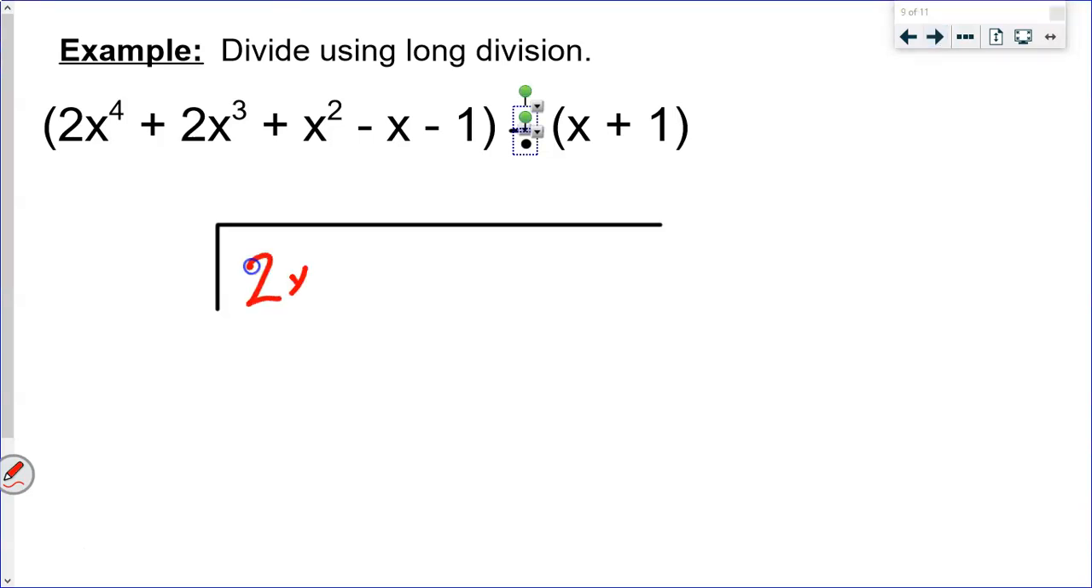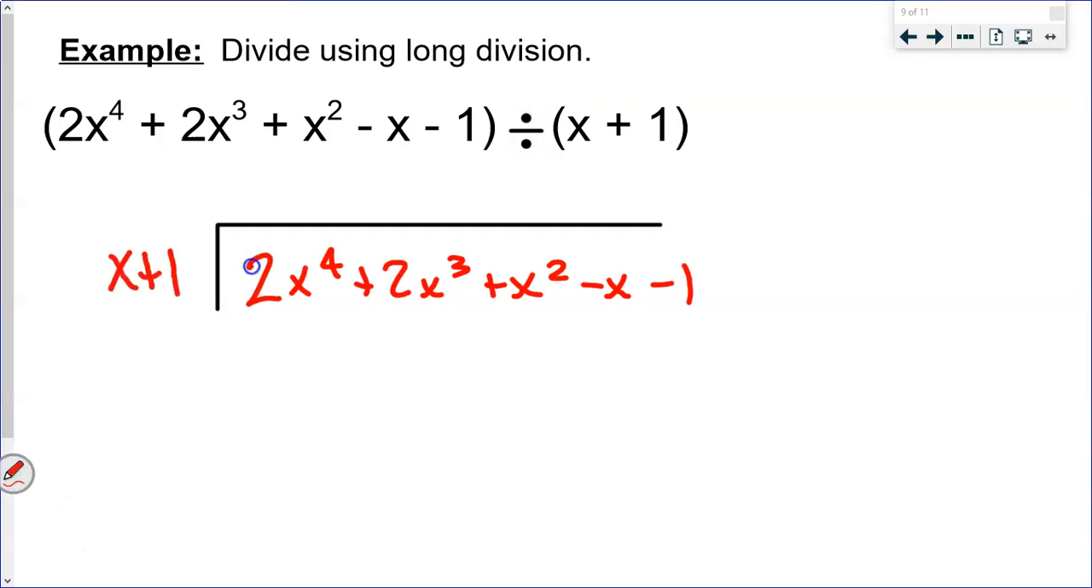So I'm going to write it here, 2x to the fourth plus 2x to the third. Okay, and we're dividing that by our x plus 1, right? Okay, so what do we have to multiply by x to get 2x to the fourth? Don't we have to multiply it by 2x to the third? So we're going to get 2x to the fourth when we do that. Now we're multiplying 2x to the third times 1, right? So that's plus 2x to the third.